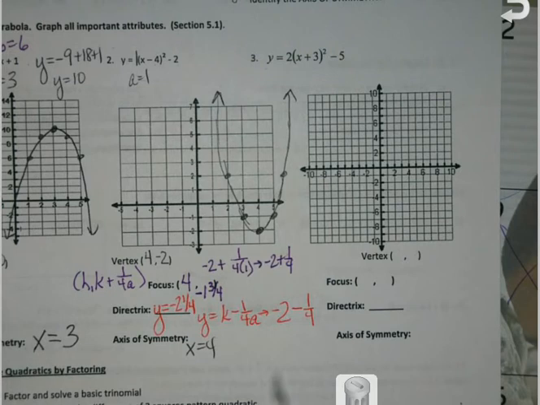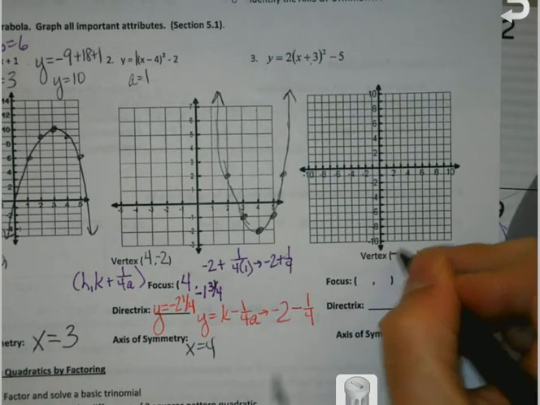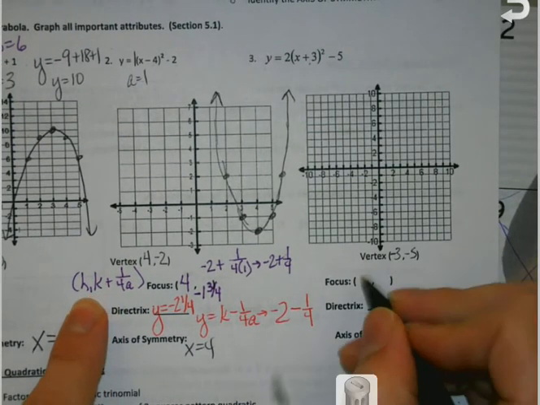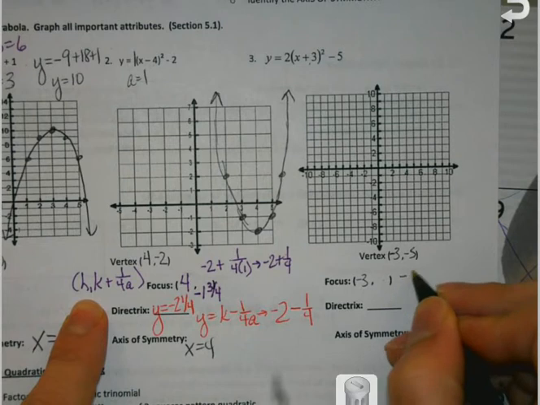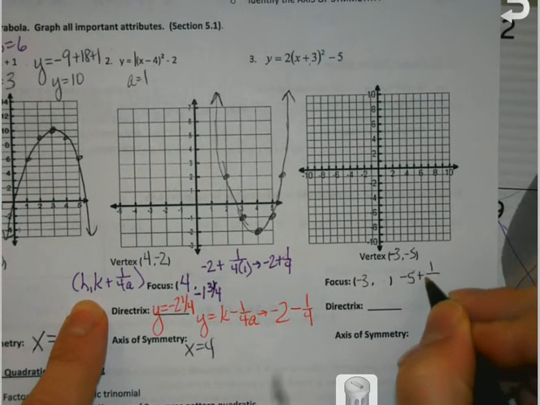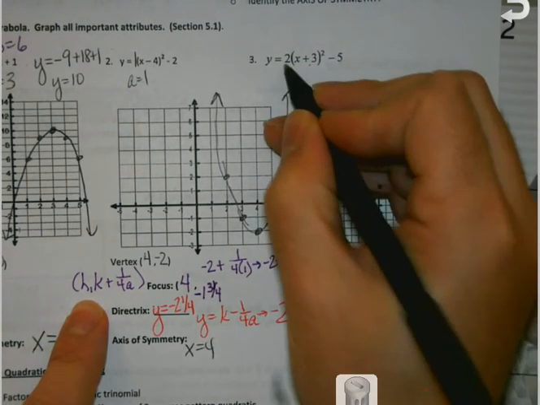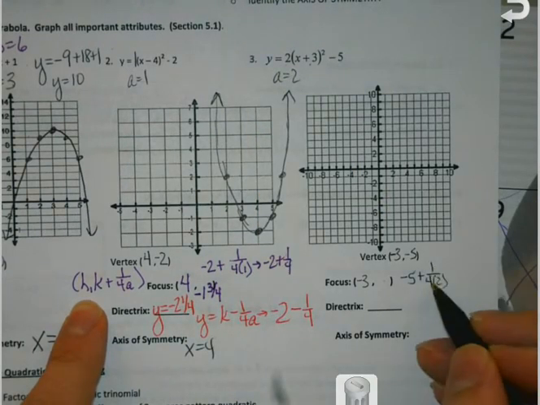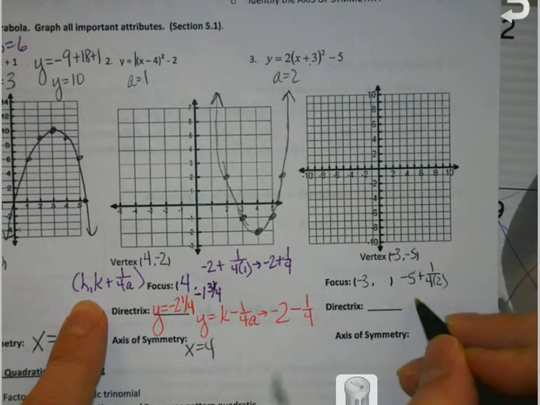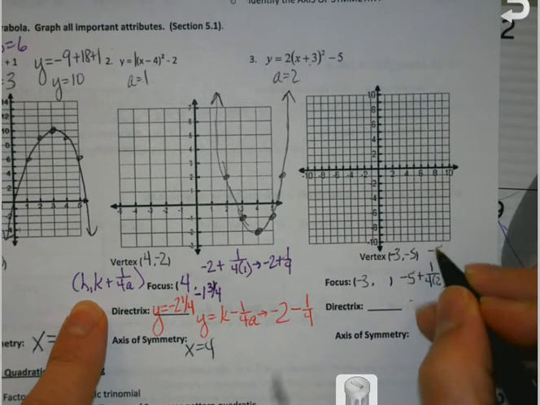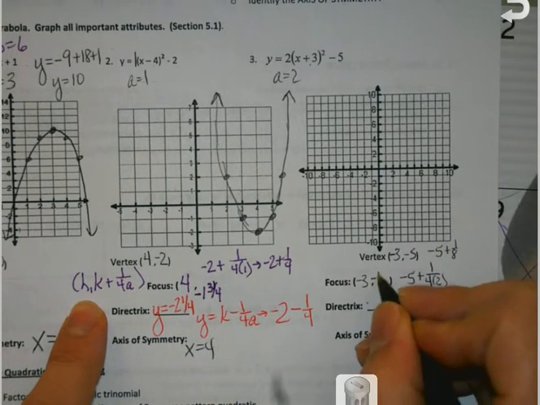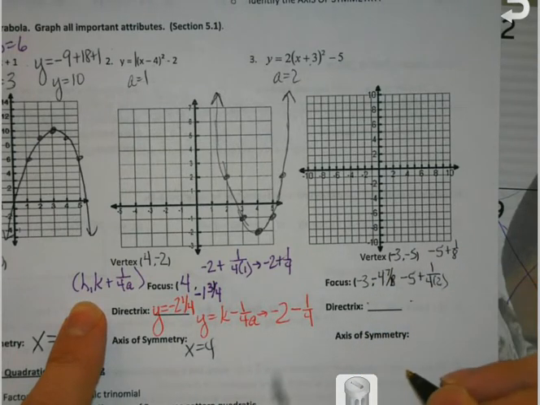This last one, again, nice. It's in vertex form for me. Good to go with that. My focus, again, I've got my expression here. So for this part, it's going to be negative 5 plus 1 over 4. My a value, my number in front of my squared term, is 2. So 4 times 2 is 8. So this is really negative 5 plus 1/8. Which is negative 4 7/8.